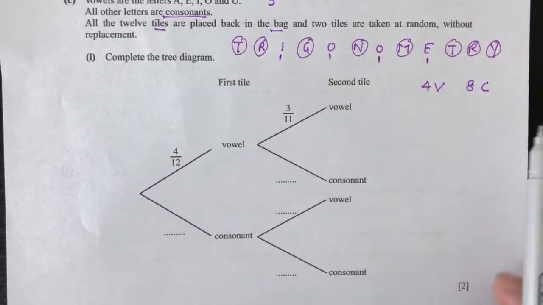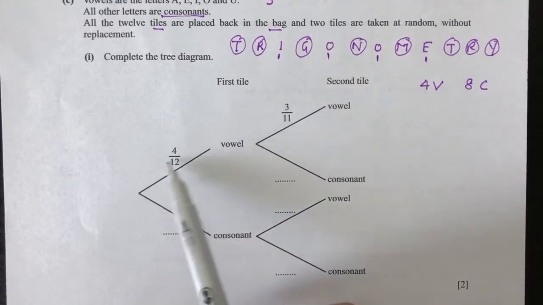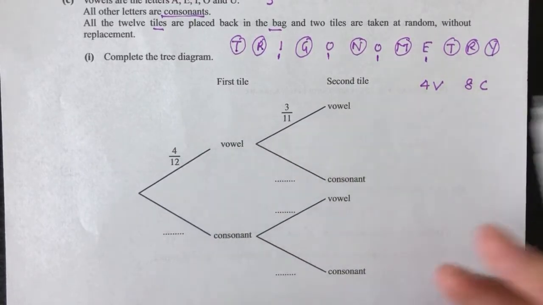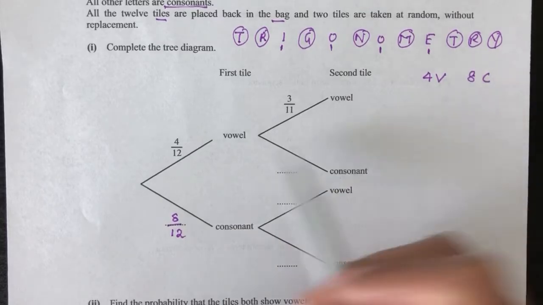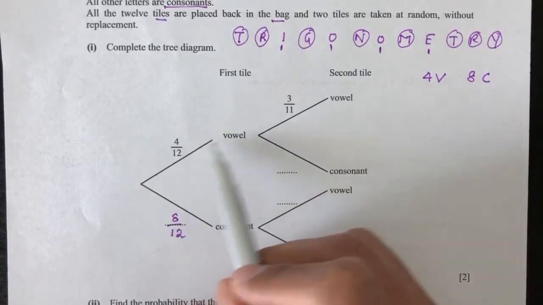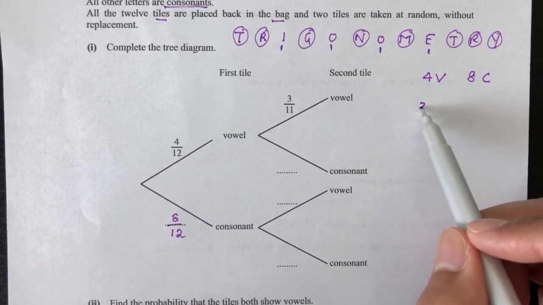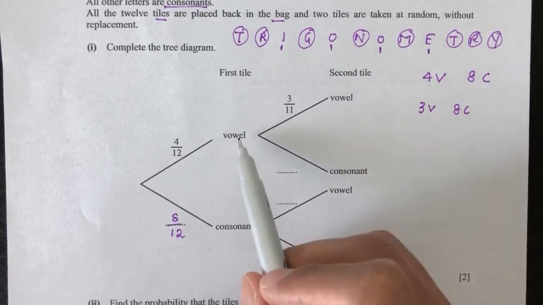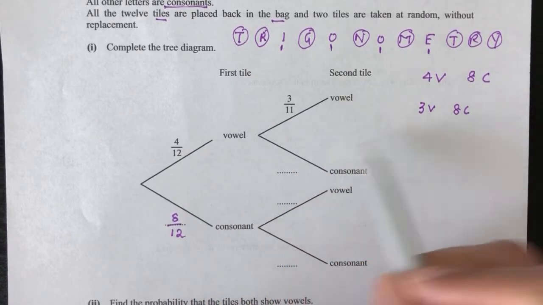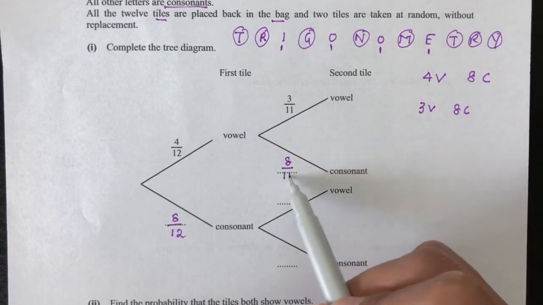Now complete the tree diagram. So for the first one to be a vowel, 4 over 12 makes sense. And for this one will be 8 over 12 because we have 8 consonants. Now let's follow this one. If you take off 1 vowel, how much remains? 3 vowels and 8 consonants. This is for this branch. So vowel will be 3 over 11 and consonant will be 8 over 11.